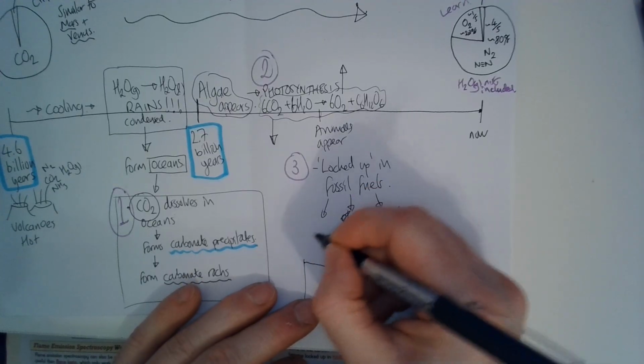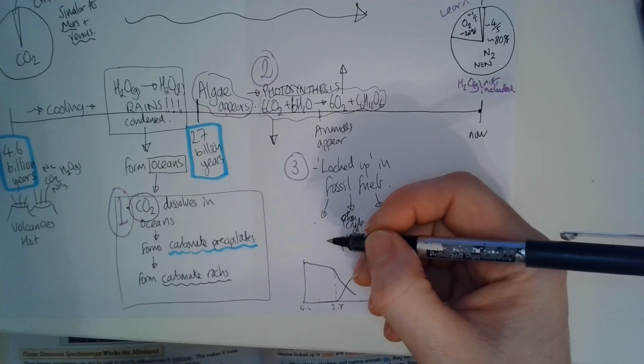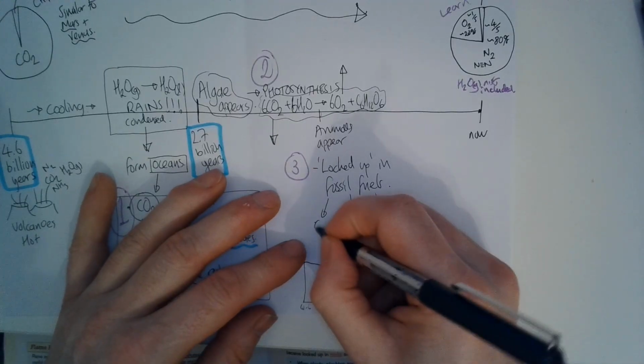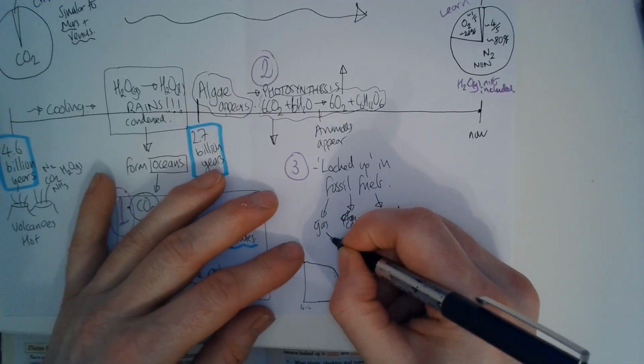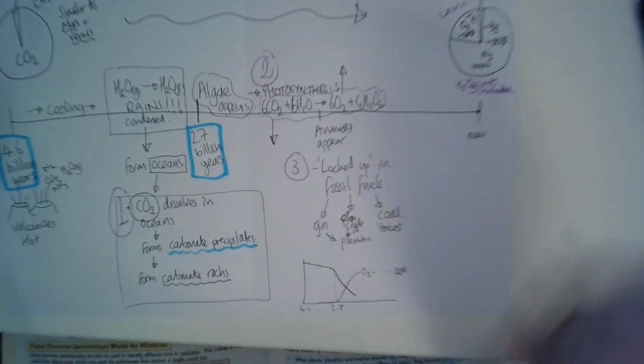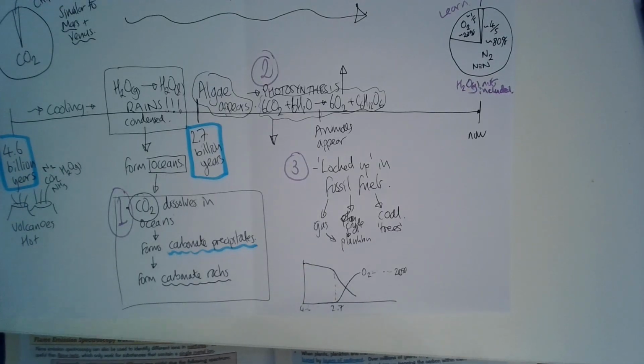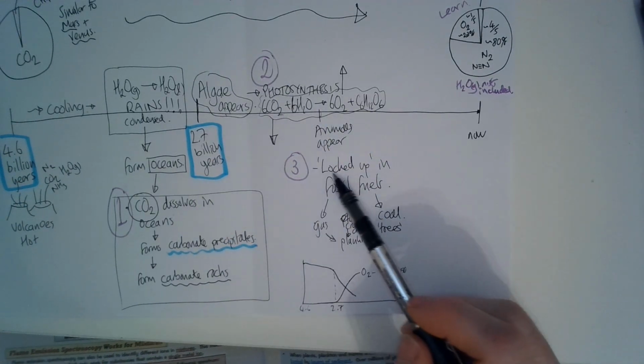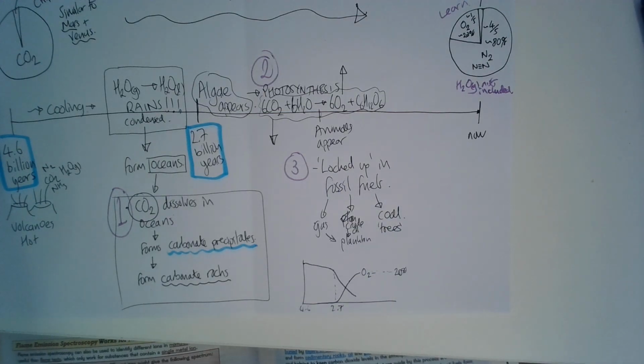And we've got also natural gas, which also comes from plankton. Okay, so 3 things: carbon dioxide dissolves in oceans, photosynthesis, and locked up in fossil fuels.